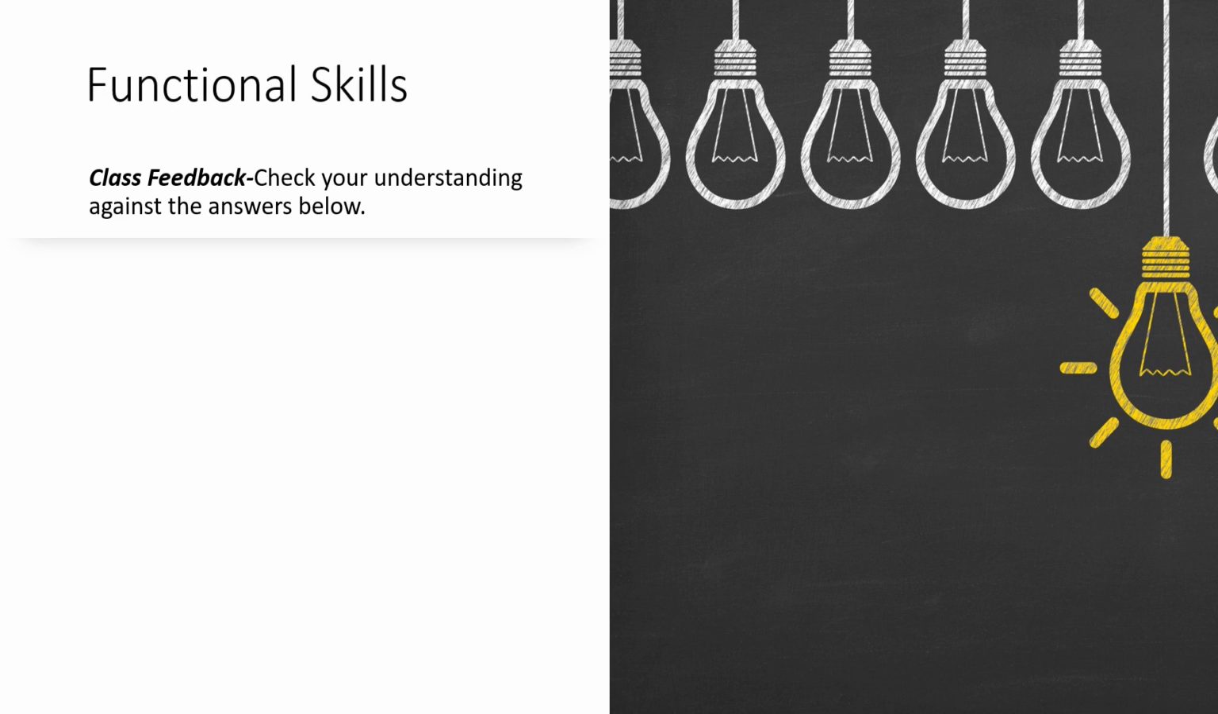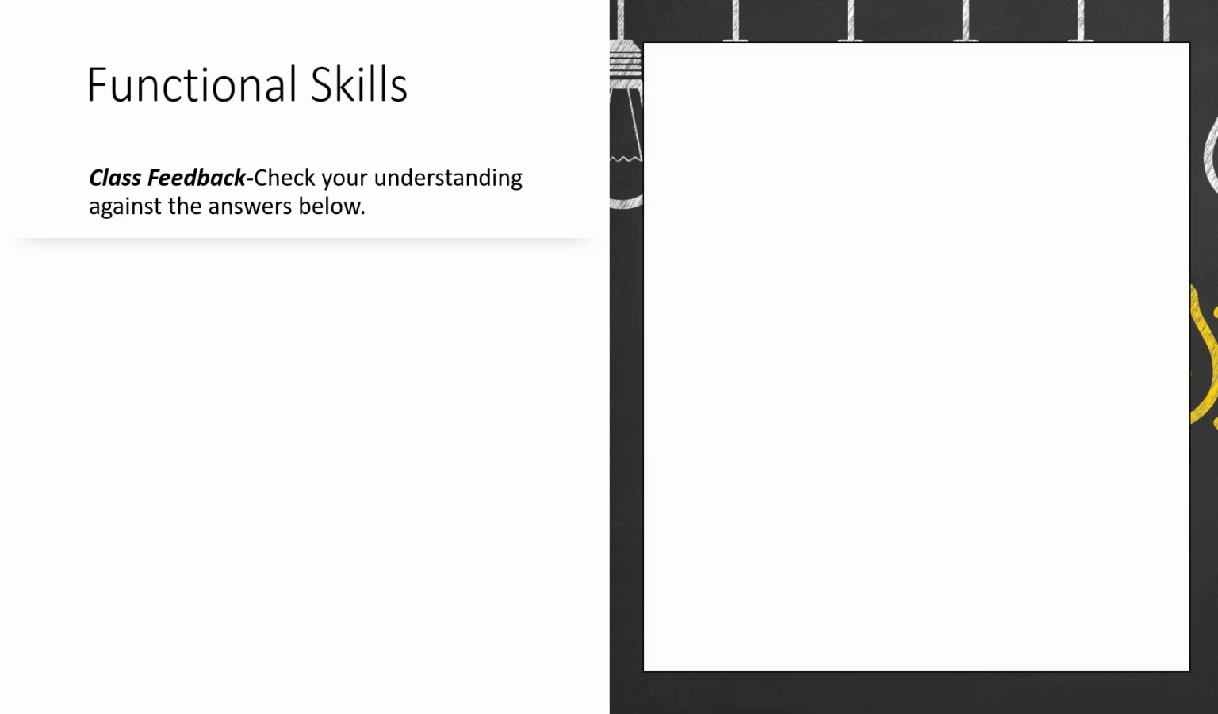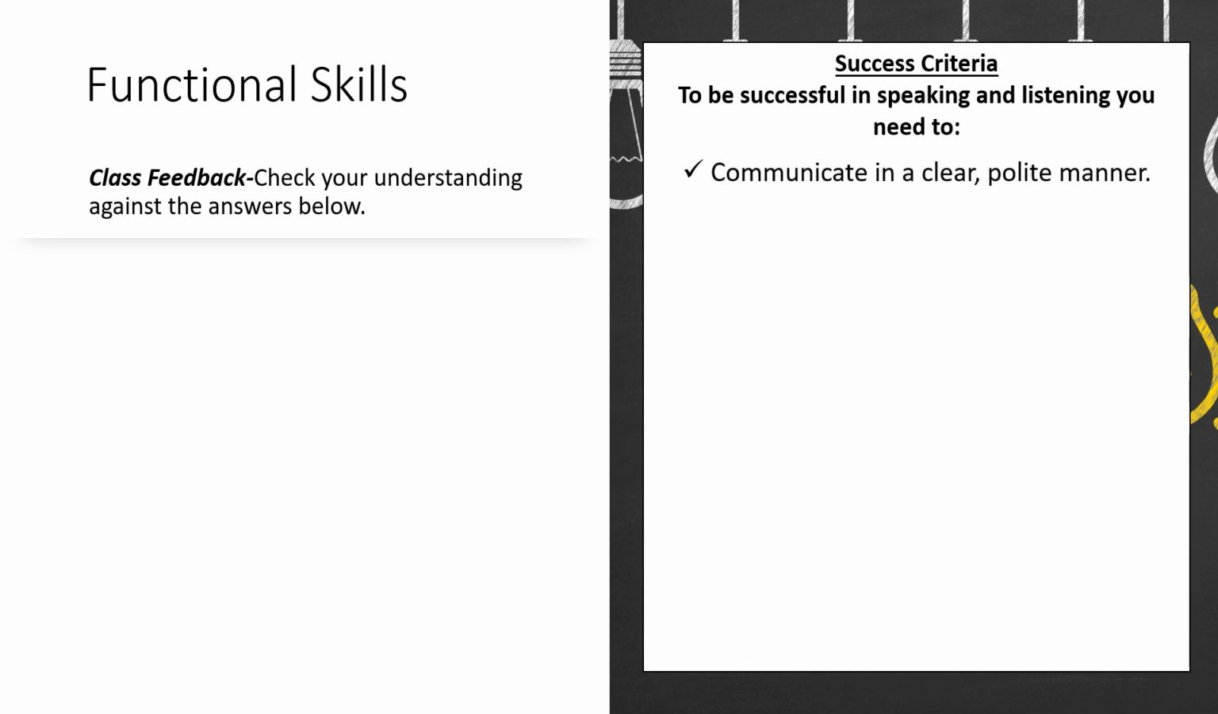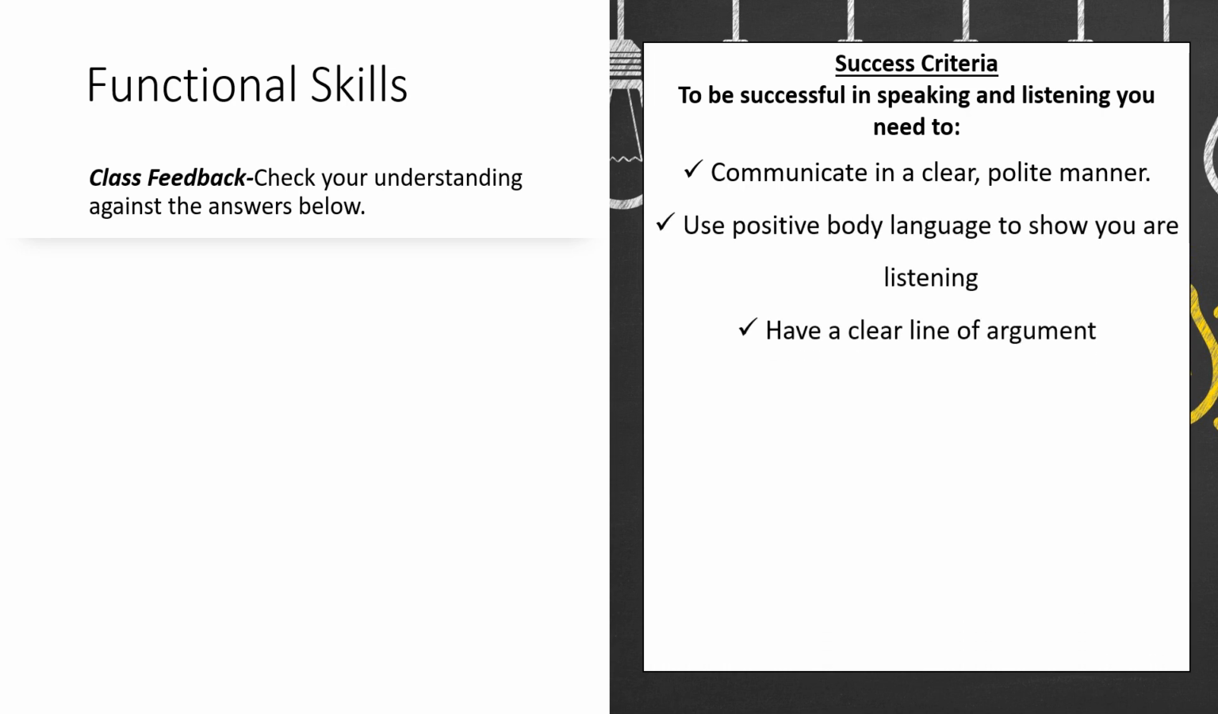Class feedback. Check your understanding against the answers below. So last lesson we had a look at our success criteria for speaking and listening. So to be successful in speaking and listening, you need to do the following things. So firstly, can you communicate in a clear, polite manner? Can you use positive body language to show you're listening?